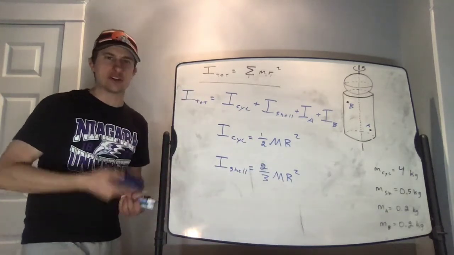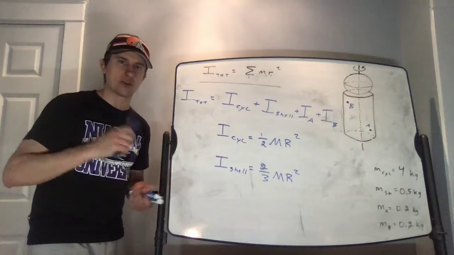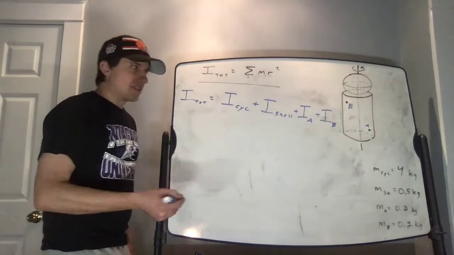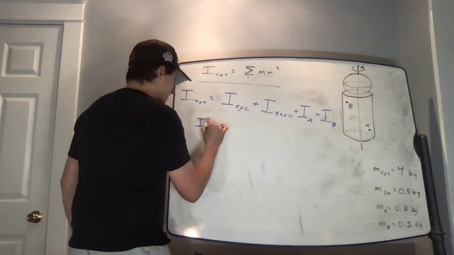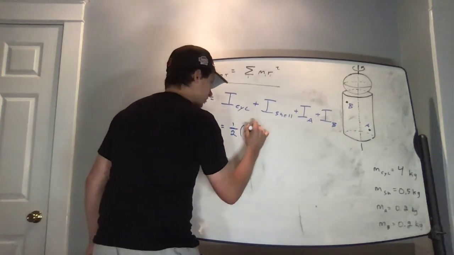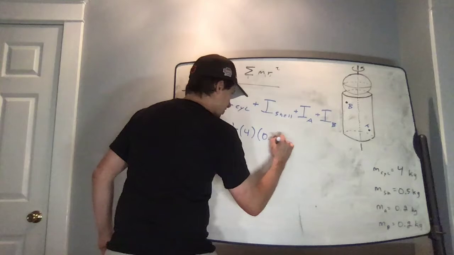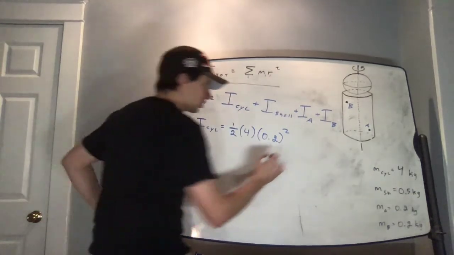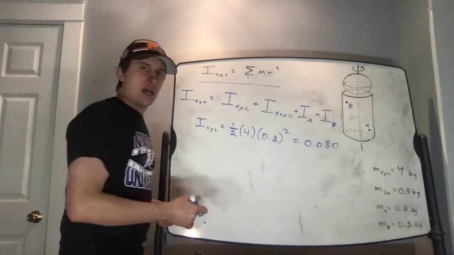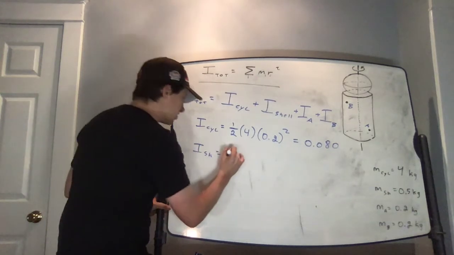However, you don't need to do that. You just need to go to the table in the textbook and look up the value of the moment of inertia of a cylinder and the moment of inertia of a shell or any other object you might encounter. So for this problem, the moment of inertia of the cylinder I'm dealing with is 1/2 times the mass of the cylinder, which is 4 kilograms, times the radius of the cylinder squared, which is 0.2 squared. If I put these numbers in a calculator, I get the moment of inertia of my cylinder is 0.080.